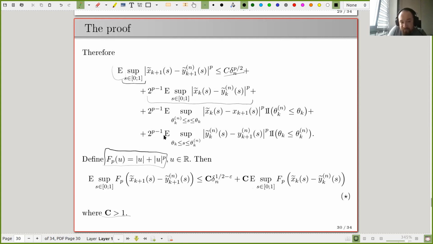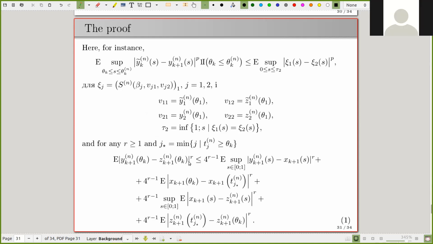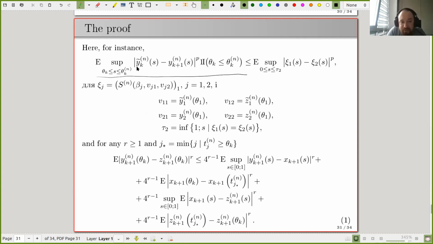To do this, we need to estimate these summands independently. And it can be done, but since it's a lengthy calculation, which is now pretty straightforward, I will just give an example, a partial example. So for instance, we arrive at this expression where we have some y with tilde and y at the next step, but without a tilde. And we can estimate it in terms of new splittings, which are built for some Brownian processes and which start at this moment theta_k.